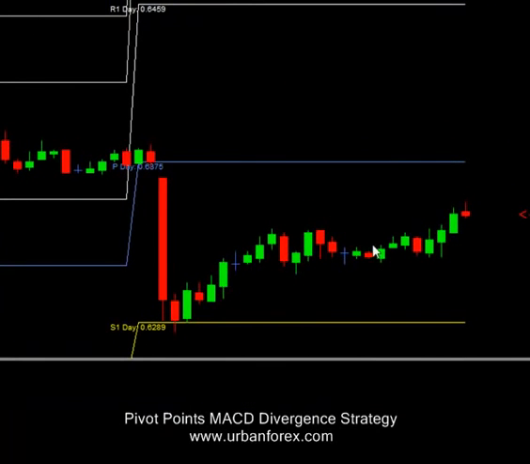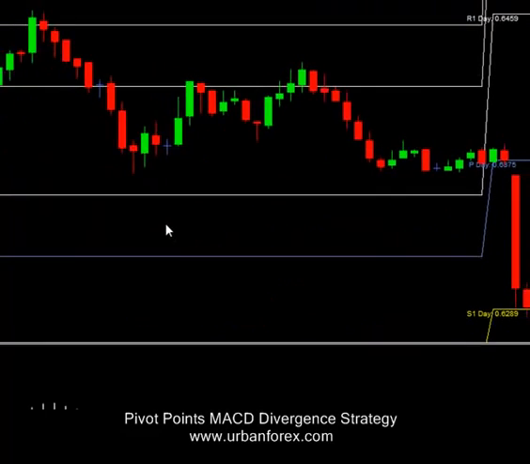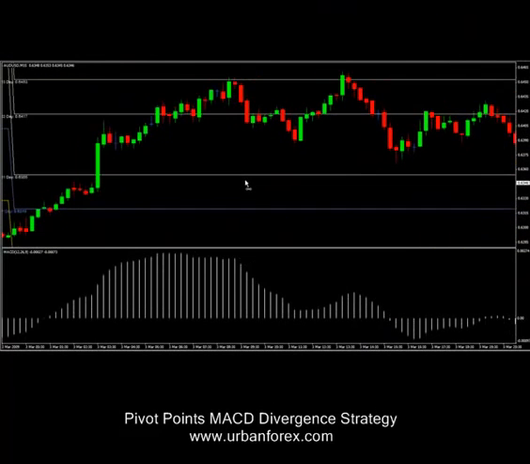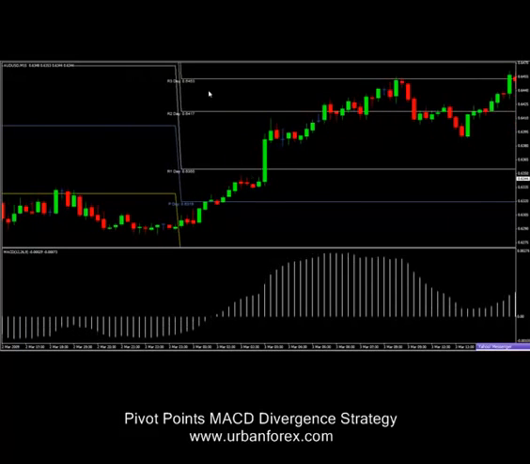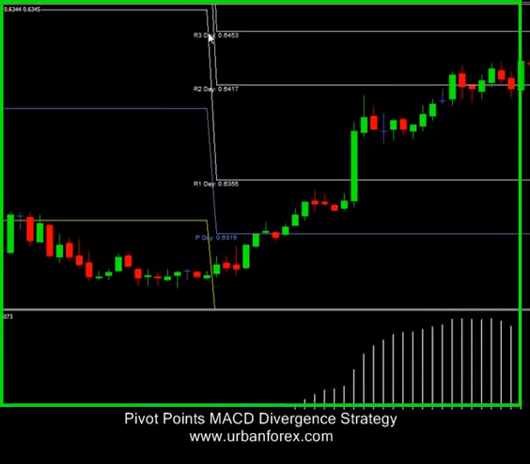This is the current market. And I'm going to scroll back into yesterday's market and let's see what we had here. We are looking for a divergence. What these lines you see are called pivot points. You see here we have a pivot, we have R1, which is resistance 1, resistance 2, and resistance 3.